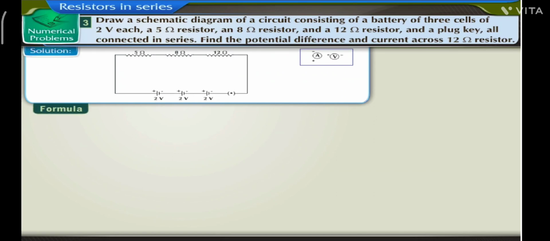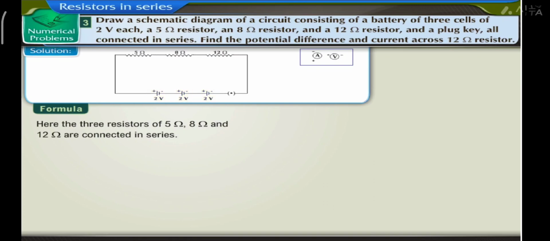Solution. Here, 3 cells of 2 volts each form a battery which can be represented by drawing 3 cells connected in series, which is further connected to a resistor of 5 ohms, 8 ohms, and 12 ohms in series. Also, a plug key is connected in series to allow the passage of current whenever required. Let us now connect an ammeter in this circuit to measure current across the circuit and a voltmeter across 12 ohms resistor to measure potential difference across it.